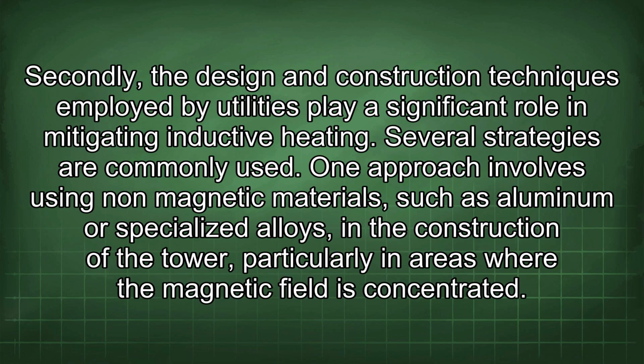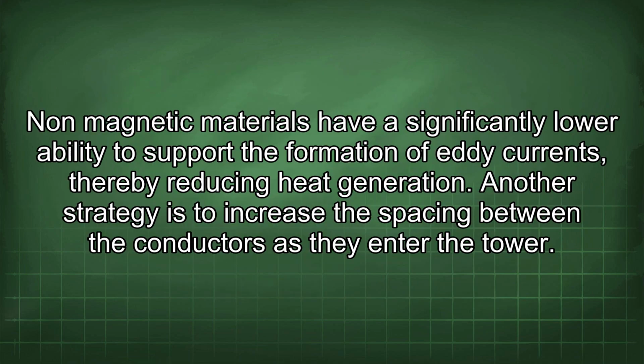Secondly, the design and construction techniques employed by utilities play a significant role in mitigating inductive heating. Several strategies are commonly used. One approach involves using non-magnetic materials, such as aluminum or specialized alloys, in the construction of the tower, particularly in areas where the magnetic field is concentrated. Non-magnetic materials have a significantly lower ability to support the formation of eddy currents, thereby reducing heat generation.